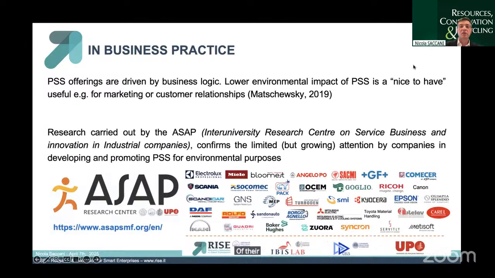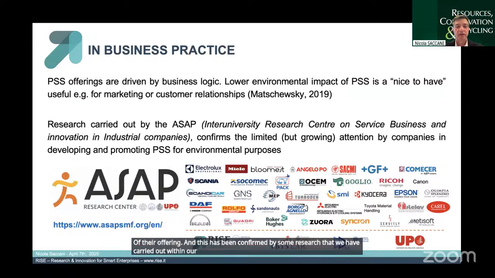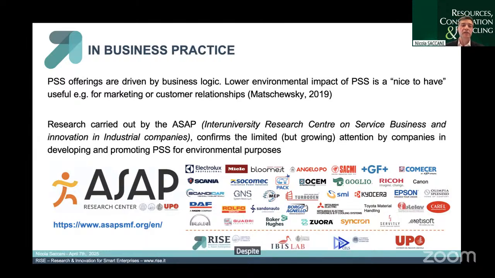And this has been confirmed by some research that we have carried out within our ASAP Research Center, that you mentioned when introducing me, with the community of companies that take part in the community. We found very limited environmental drivers, despite growing attention to the development and promotion of PSS for environmental purposes.